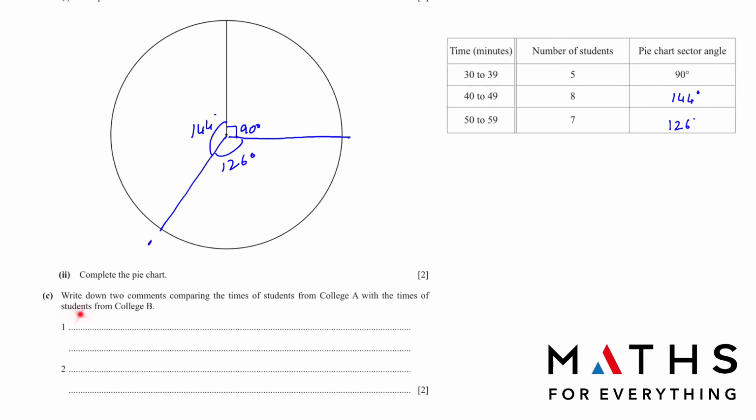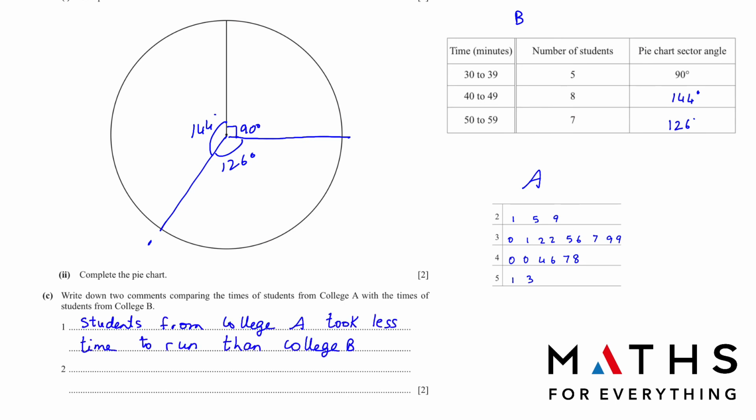Now part C, write down 2 comments comparing the times of students from College A with the times of students from College B. This is College B and this is College A. And you can write anything that you can understand. Here we have students having as low as 21, 25 and 29. Here the lowest is from 30 to 39. So that is one comparison you can make.